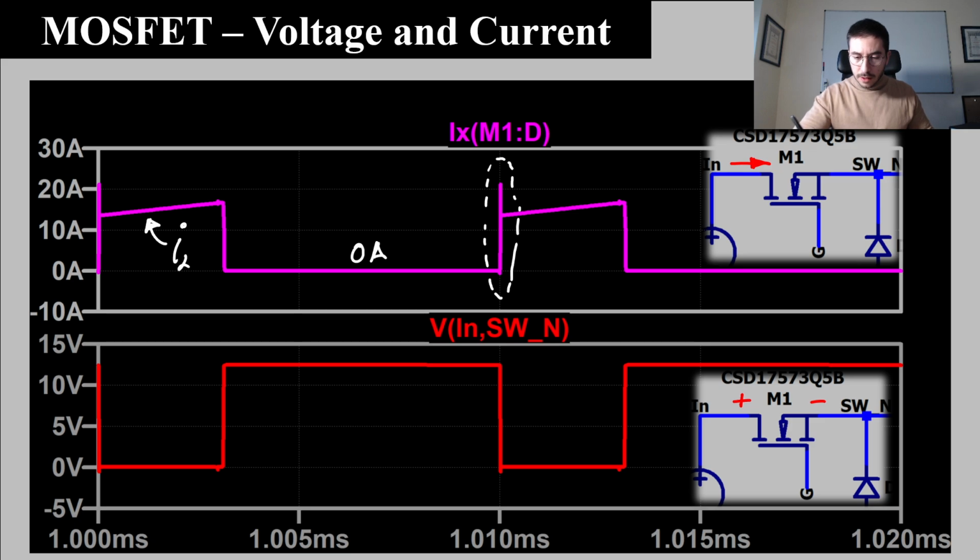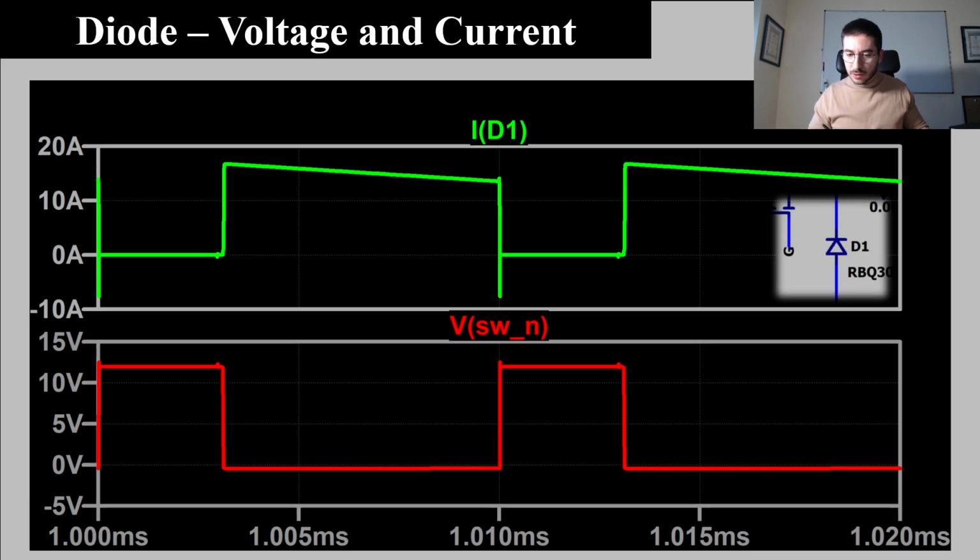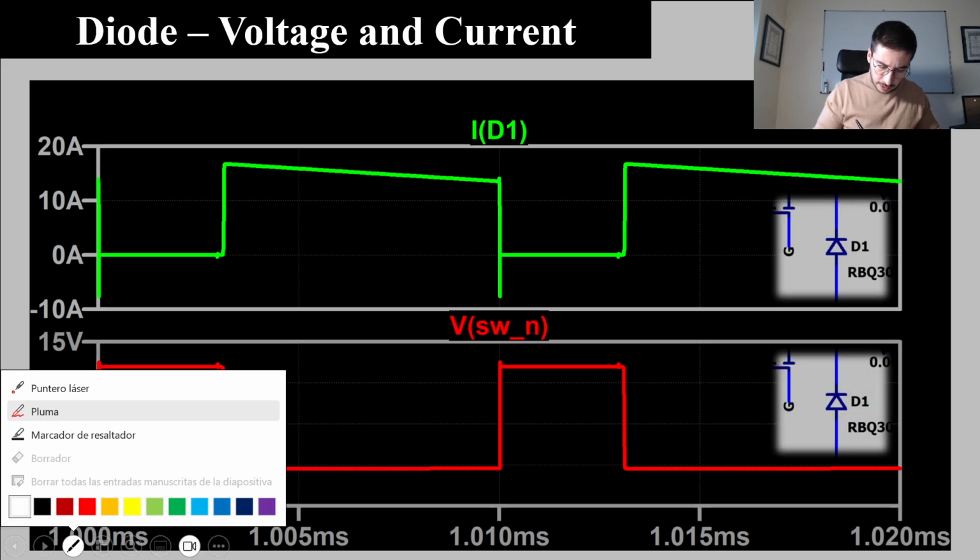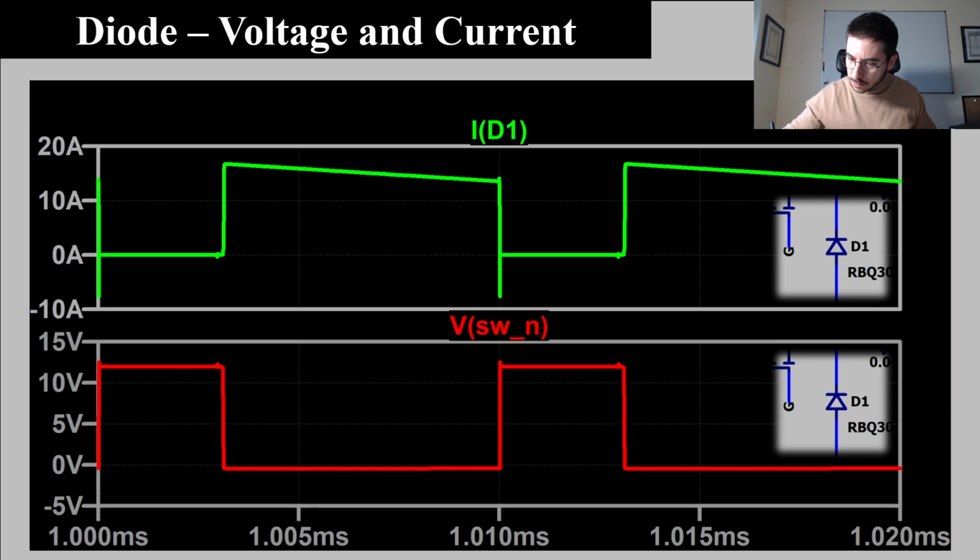So this is something that we will explain in detail in another video, but the conclusion here is that we have identified a difference with respect to the ideal simulation. Let's try to do the same with the diode. So I will draw in the top waveform the current through the diode, and in the bottom waveform I will draw the voltage across the diode.